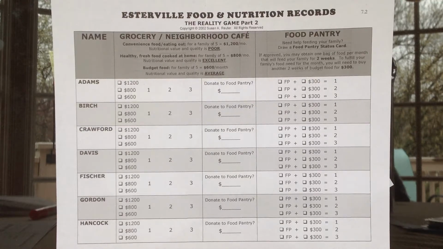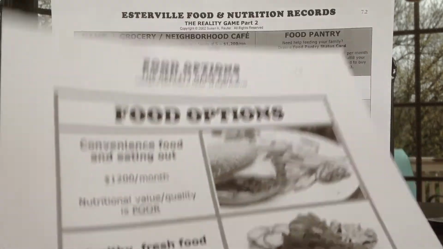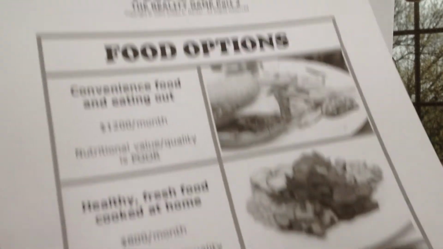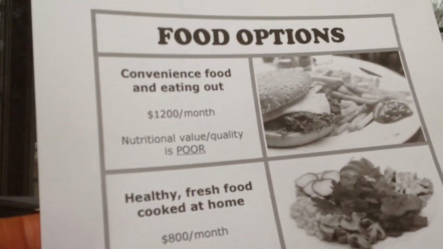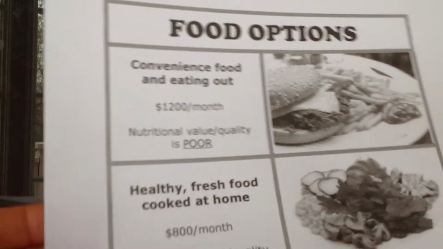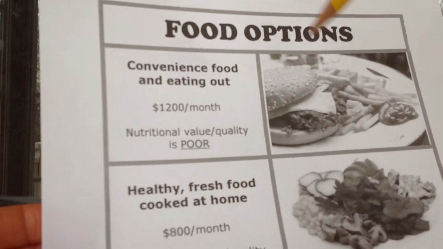When your student comes to your station, the first thing you're going to do is explain the food options to them. They have 3 different food options, and this is where the food option card comes in. You'll show this to them, and they will see that there are 3 different ways they can go, and different amounts that they'll pay.